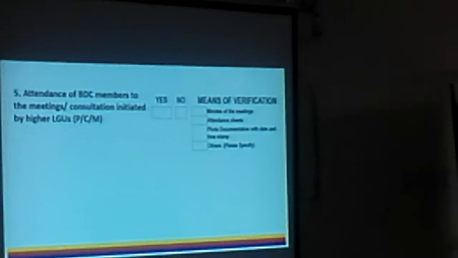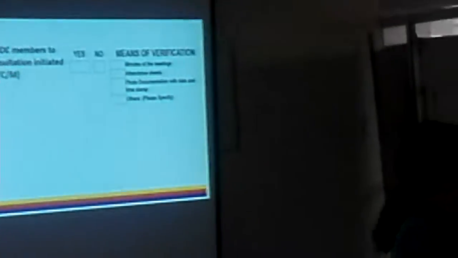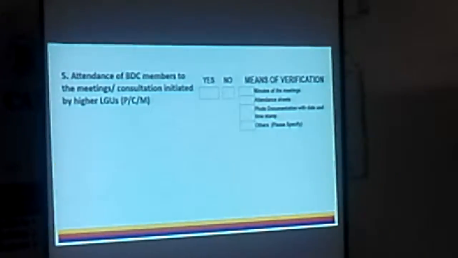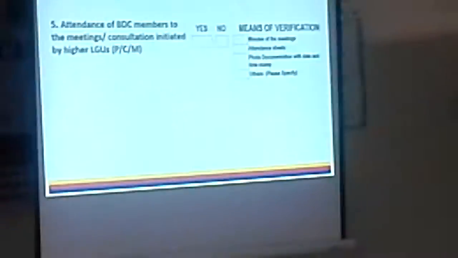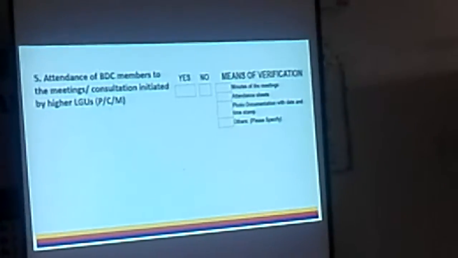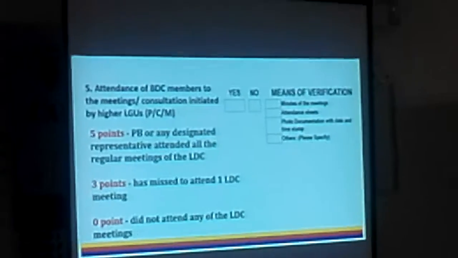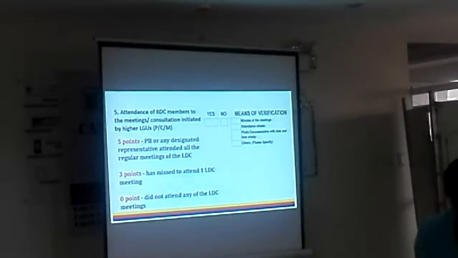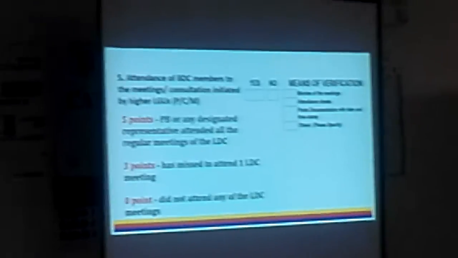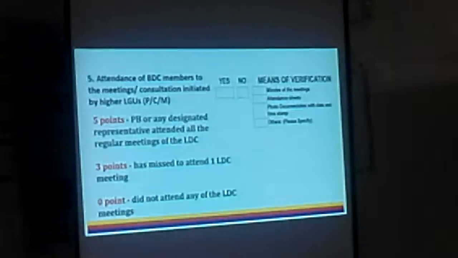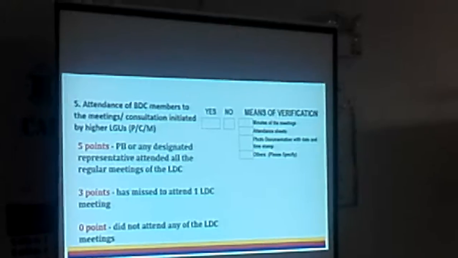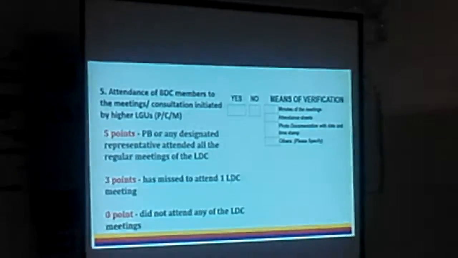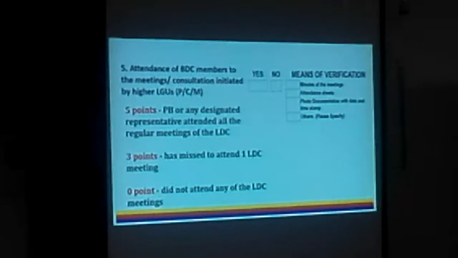Attendance of BDC members to the meetings or consultation initiated by higher LGUs. CDC po ito. Means of verification: minutes of the meetings, attendance sheet, photo documentation with date and timestamp. 5 points, PB or any designated representative attended all the regular meetings of the CDC. 3 points, has missed to attend 1 CDC meeting, and 0 point did not attend any of the CDC meetings. Ito po, may listahan na po ang DILG, nakuha na po namin sa City Hall. Nandito po sa amin. So dyan po namin i-verify together with the assessors kung meron pong BDC member na nag-attend sa CDC meeting.